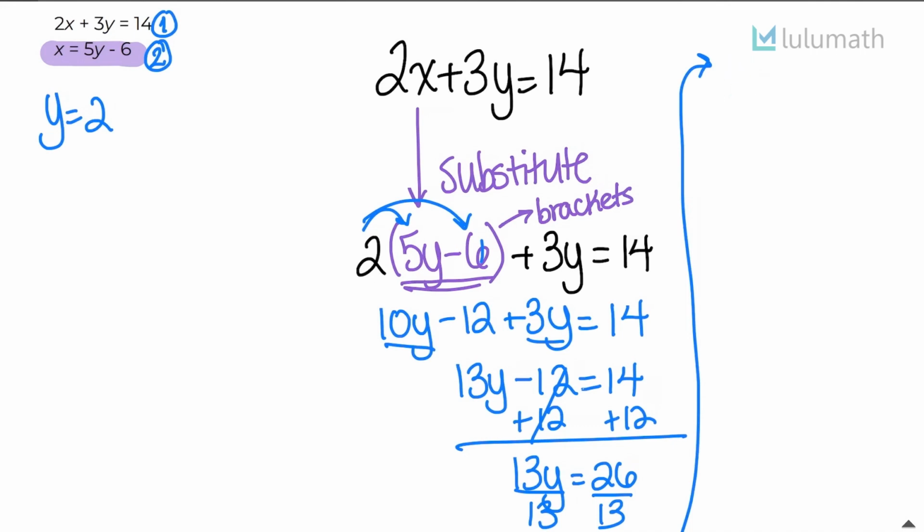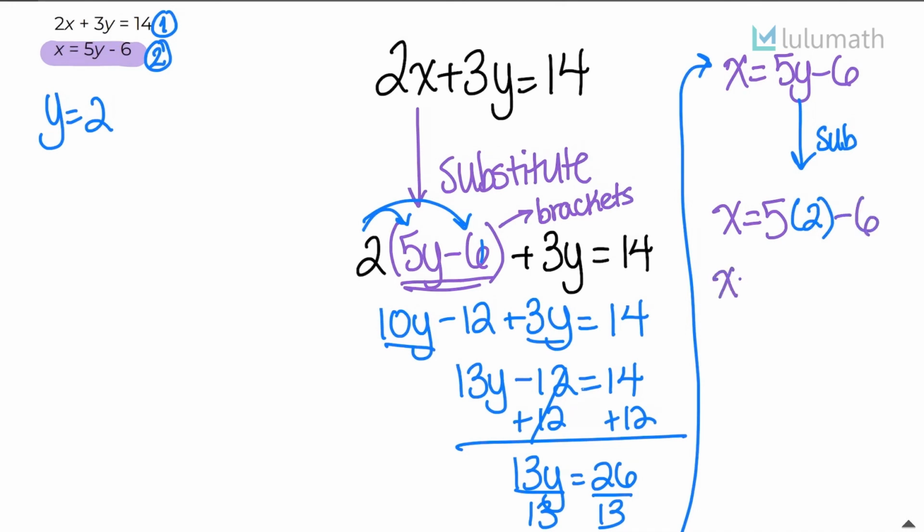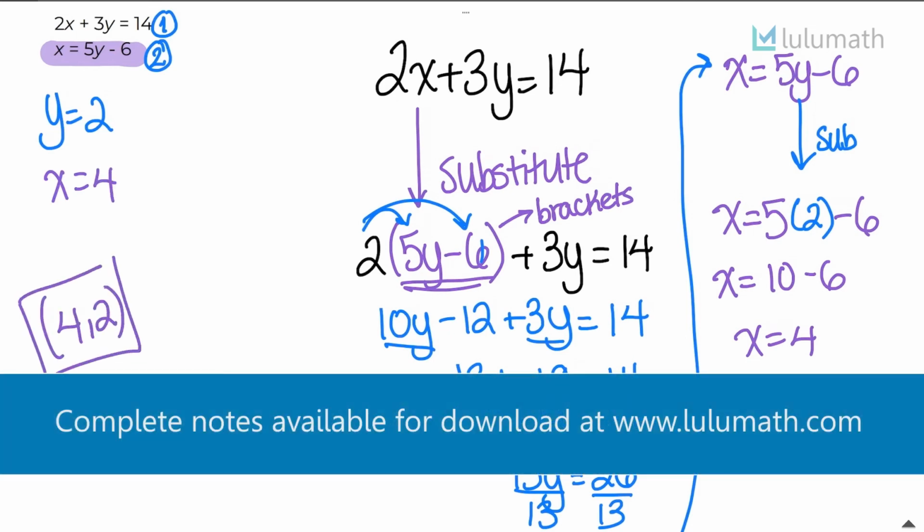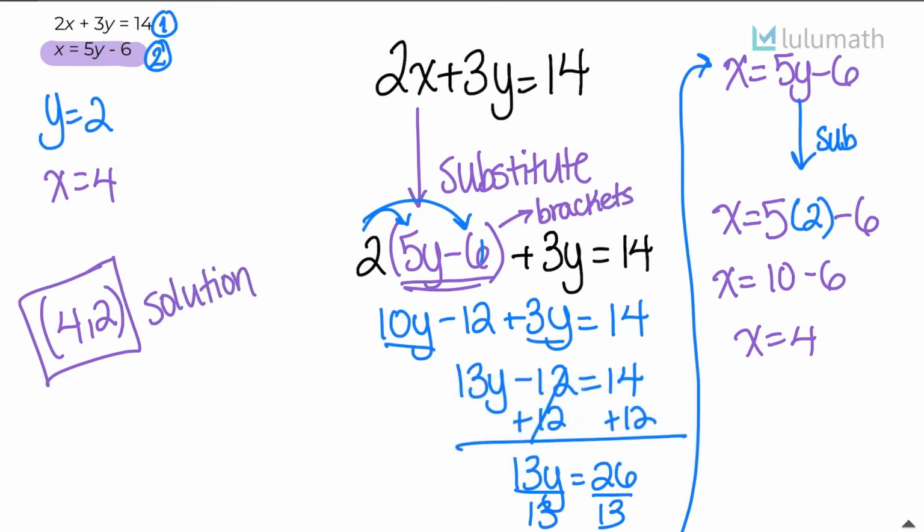So I'm going to write down my equation, x equals 5y minus 6, and I know that y equals 2, so I am going to substitute in that y equals 2 right here. So this is going to say x equals 5 times 2 minus 6. So I get x equals 5 times 2 is 10 minus 6, so x equals 4. So here I know x equals 4, y equals 2, so that means that my solution, my answer that satisfies both equations is 4, 2.